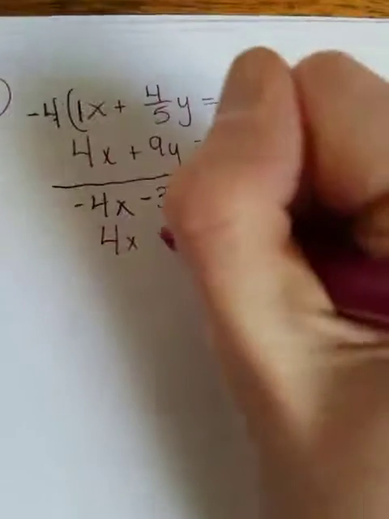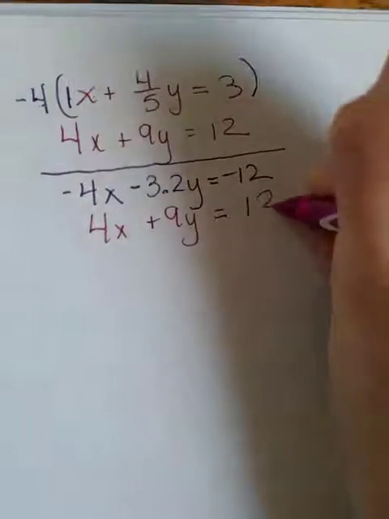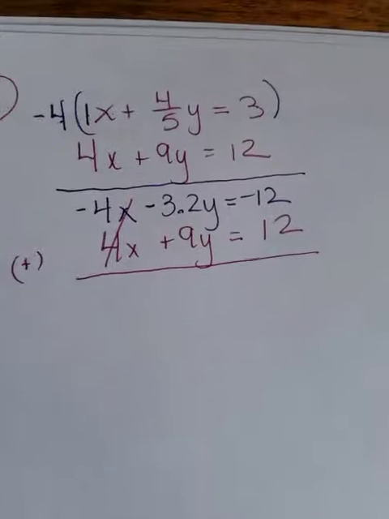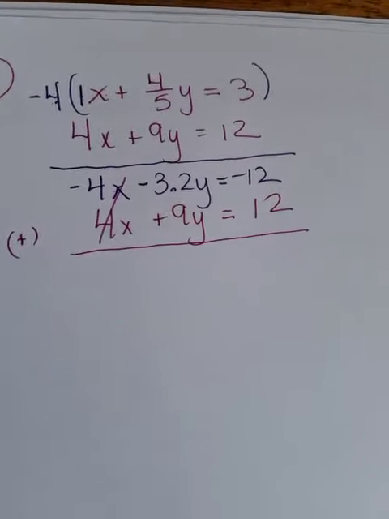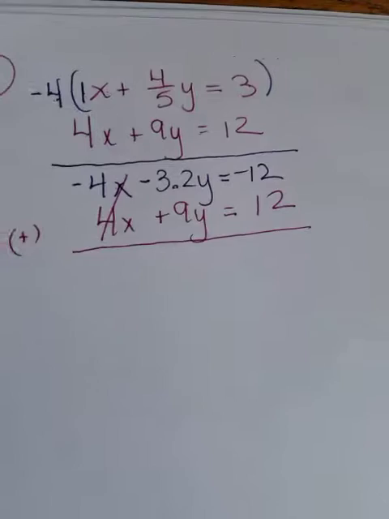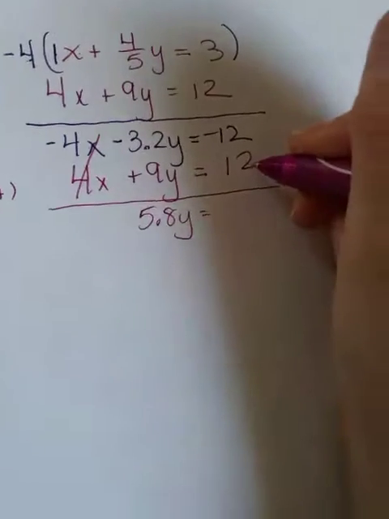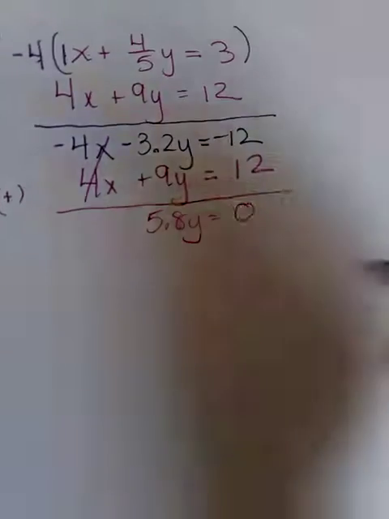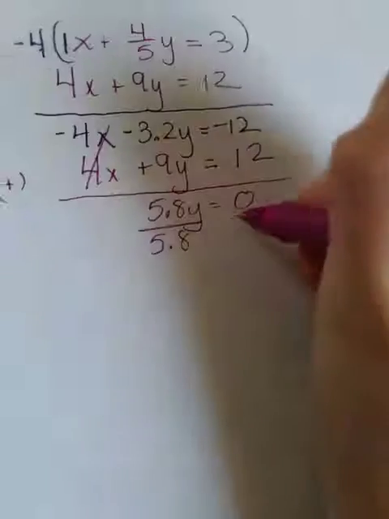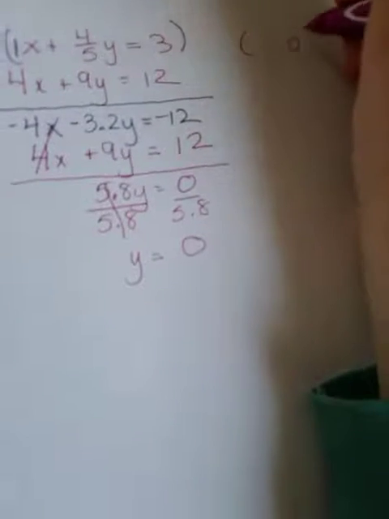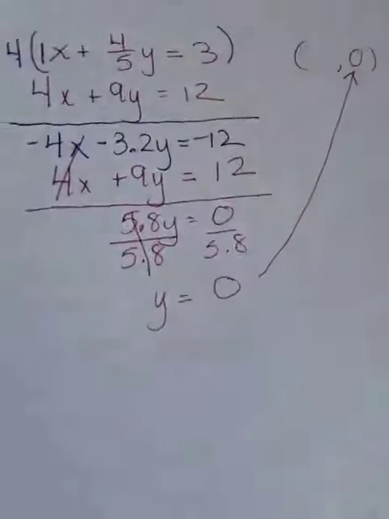I'm going to rewrite the second equation because I didn't do anything to it. Okay, remember you're adding. -4x and 4x cancel out. And then you're doing -3.2 plus 9. That's going to give you positive 5.8y. And -12 plus 12 is 0. Now I'm going to divide both sides by 5.8. 0 divided by 5.8 is 0. So that means you just found the y value of your answer.